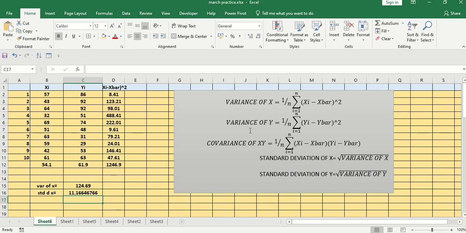Now we want to continue with the same formula to y. What we are going to do is to calculate yi minus y bar squared. Then we are going to repeat the same procedure as we have done for x.